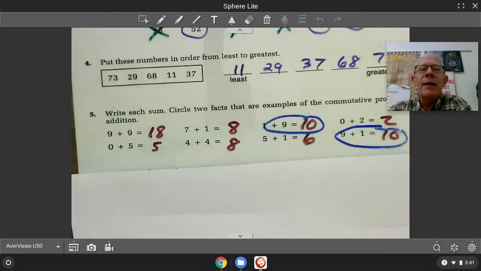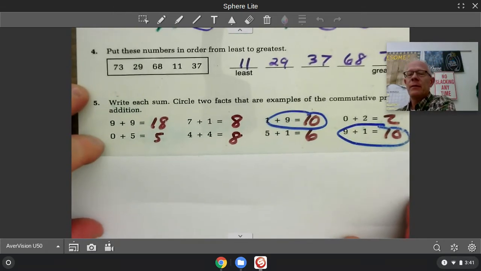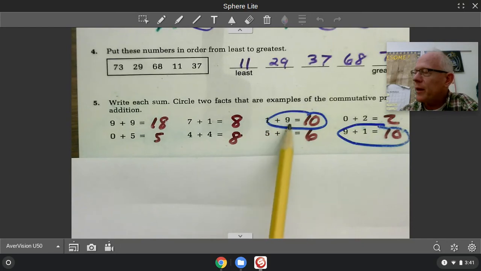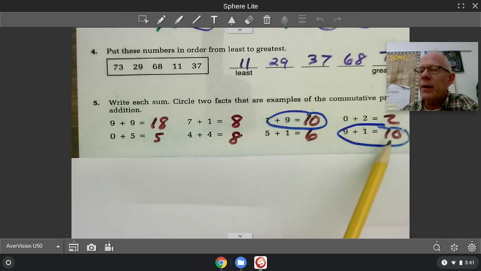This says write each sum. Then circle two facts that are examples of the commutative property of addition. So I added up all of these. And I wrote down the answers. 9 and 9 is 18. 7 and 1 is 8. 1 and 9 is 10. 0 and 2 is 2. 0 and 5 is 5. 4 and 4 is 8. 5 and 1 is 6. And 9 and 1 is 10.